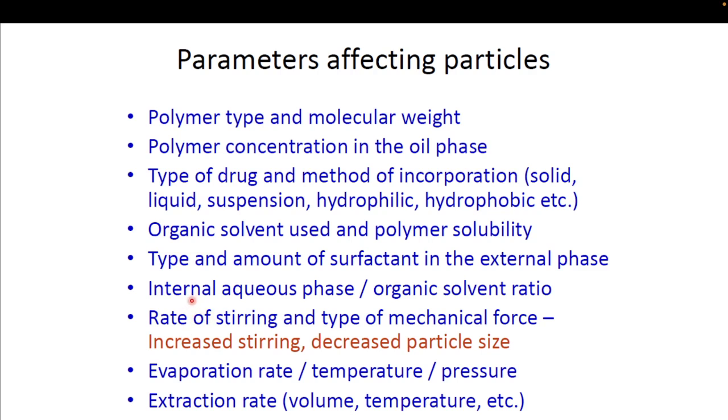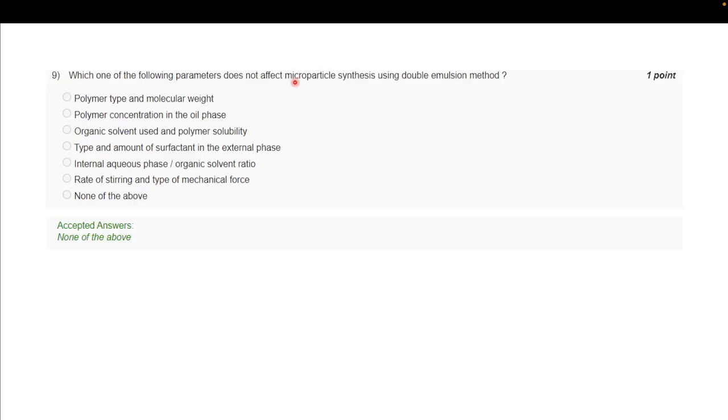Then you have the ratio of aqueous phase to organic solvent, and the rate of stirring, because if you are giving very high energy to this system, it is going to make smaller and smaller particles, so that will change your particle size. Then parameters such as evaporation rate, or the volume that you're using of all these polymers and aqueous phases. If you go through the question once again, we are supposed to identify which parameter is not going to affect microparticle synthesis, and if you go through the options, you'll see that all of these will affect the synthesis process, and that's why the correct answer is none of the above.